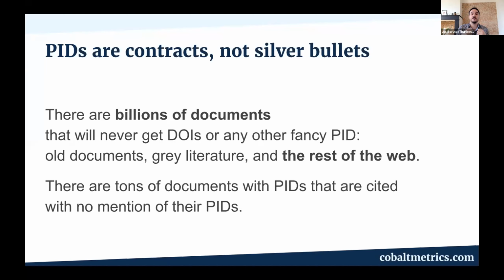And we know that there are tons of documents with PIDs that are cited with no mention of that PID. A good example being, because we work with Cobaltmetrics, and you've seen that with everything but COVID, newspapers referencing clinical trials or new studies. And most of the time, if you get the name of the journal, that's already like the best citation you'll get from a newspaper. Very rarely do you see DOIs, for example.